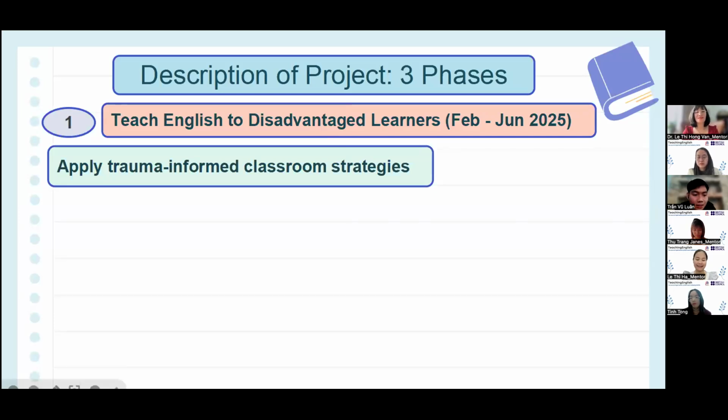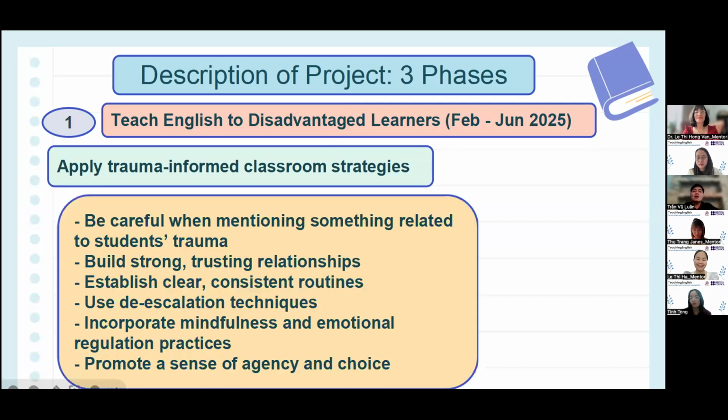The first one: be careful when mentioning something related to students' trauma. For example, when you teach blind or visually impaired students, they can't see anything. But you say, look at this, look at that. Can you see that? How can they look at this? How can they look at that? Be careful when mentioning something related to students' trauma.